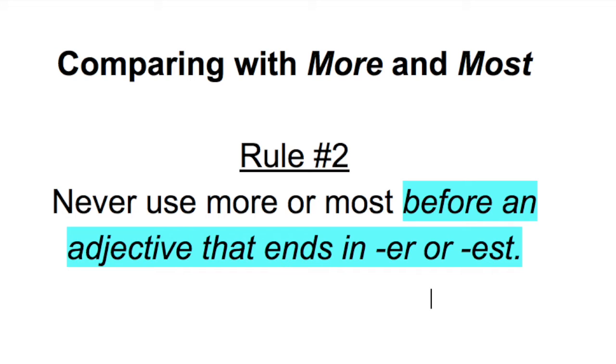Rule number 2, never use more or most before an adjective that ends in ER or EST. The best example I can give you is one that we hear people do all the time. More better. Remember, better is the comparative form of good. We have good, better, best. Good is the base, better is comparative, best is superlative. So because we've changed that good to better, we don't say more before it. You do one or the other. You either add ER or EST to the end, or you add more or most before the adjective. Never do both.